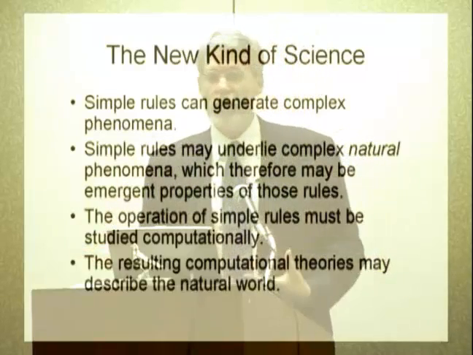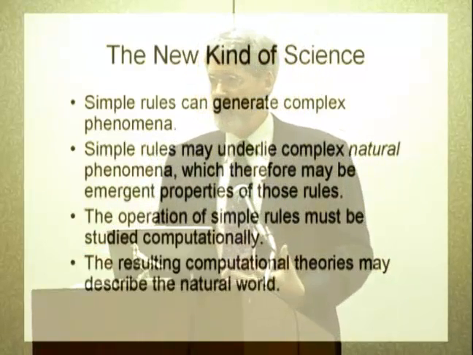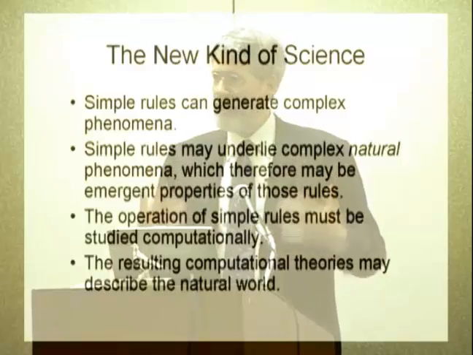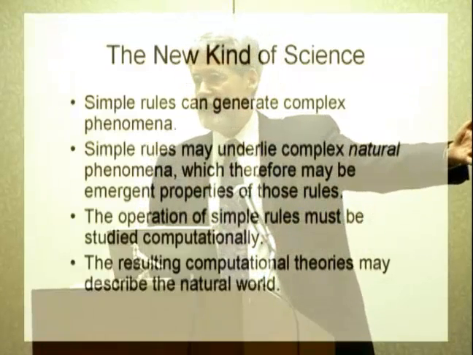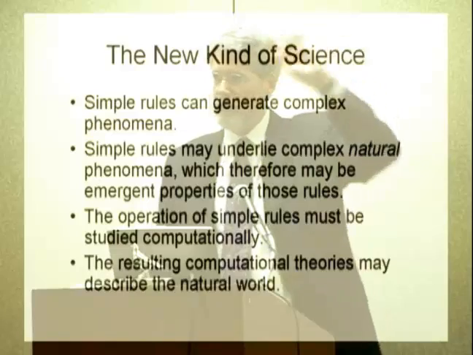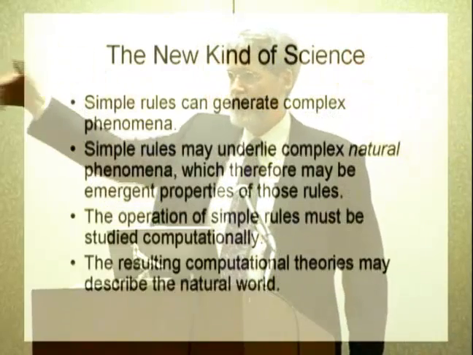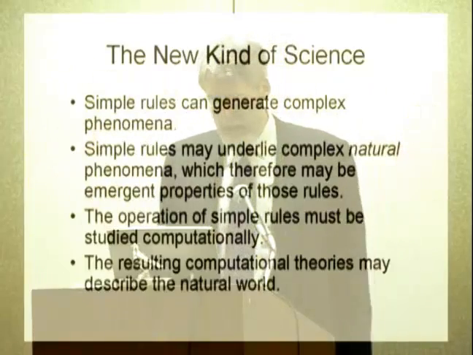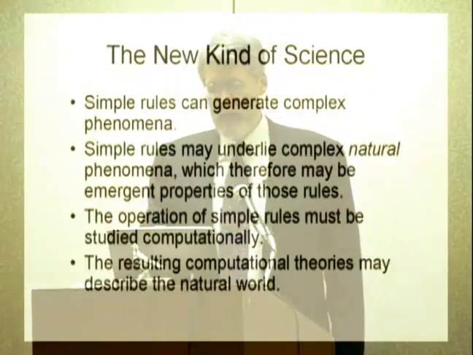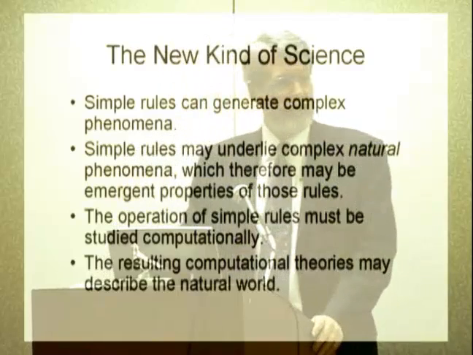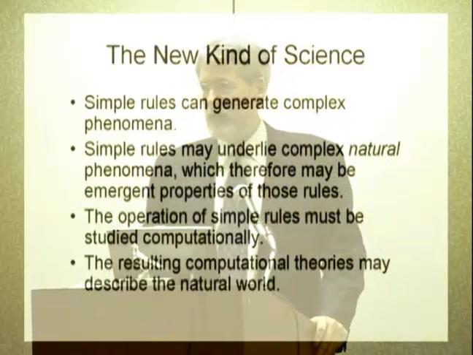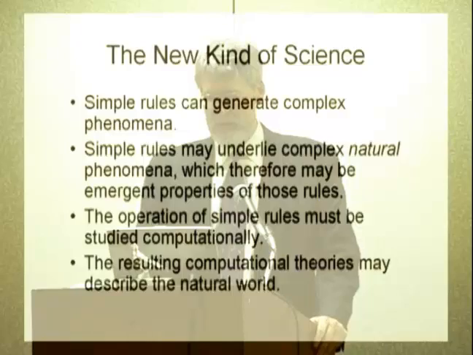you've got to talk about the rules. So you need to specify the rules to have a theory, and the only way you can do that is in a computer program. So you program the rules in your software, and you make the rules operate, and then you look at the outcome of your theory. So these computational theories then may describe the natural world. So that's a summary of the new kind of science that Wolfram would like to talk about here.